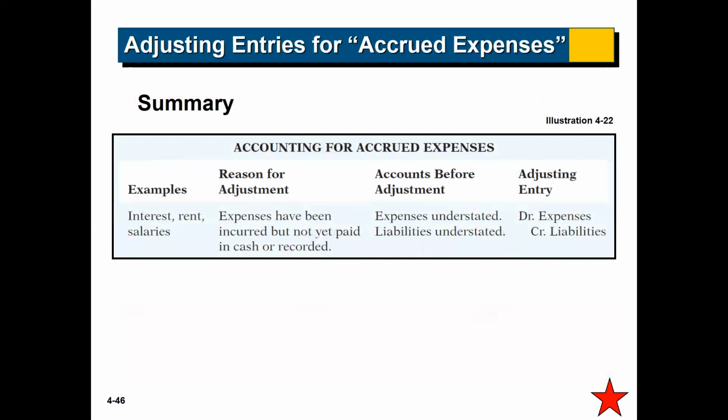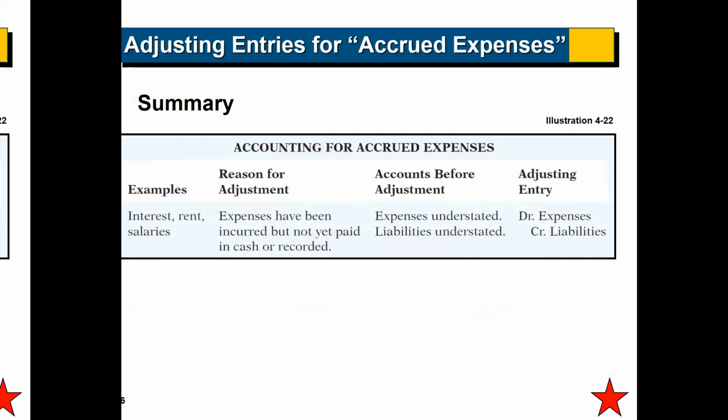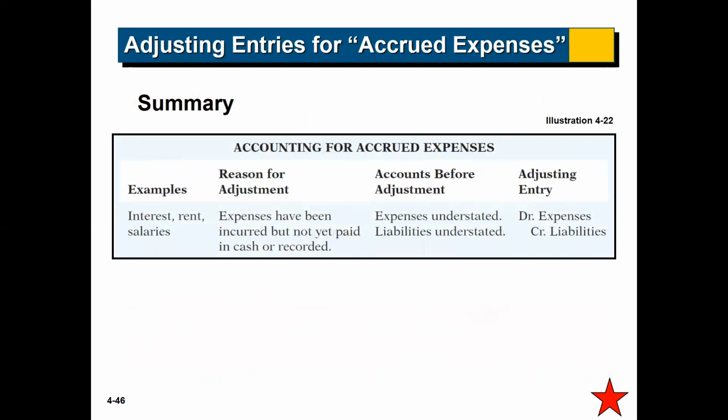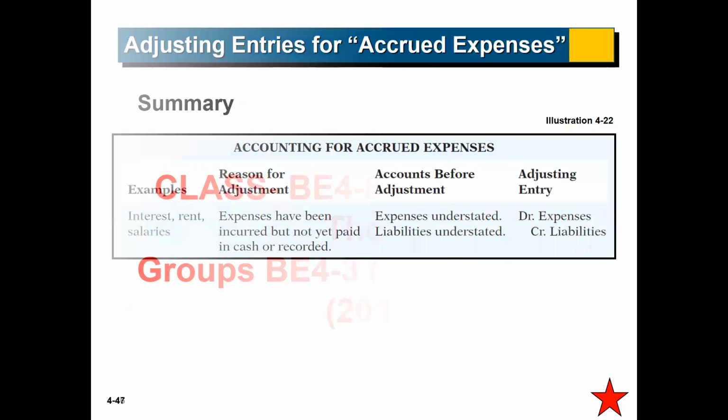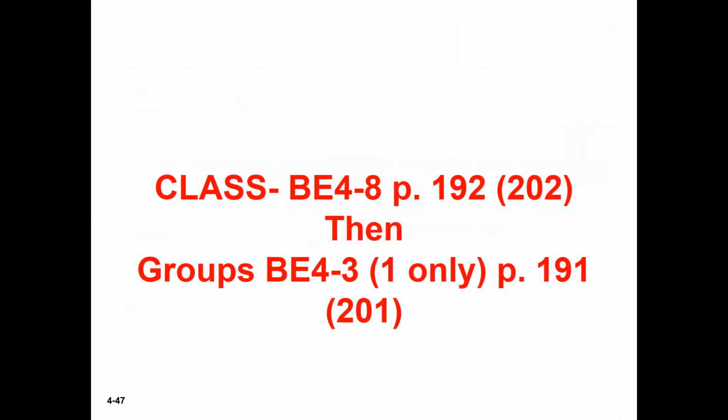Let's go to the next one. This is the slide that just shows that these could be for interest, rent, or salaries. The adjustment entries were debited an expense and were credited in a liability. So that's the rule for this one. All right, so we are going to do these problems here.